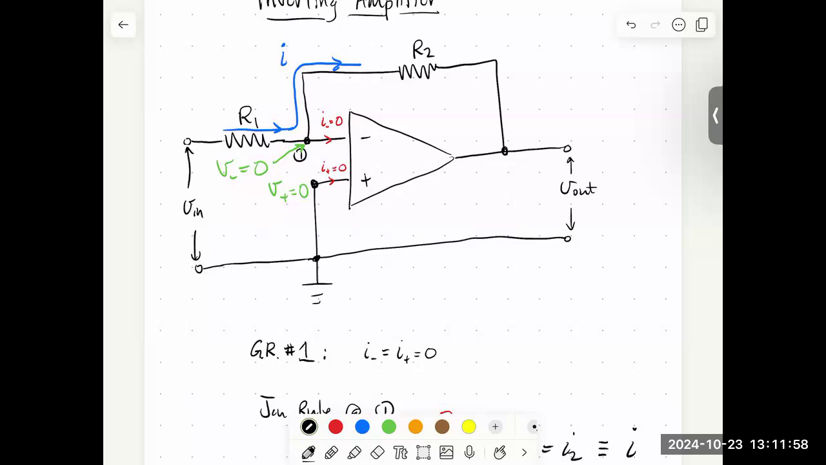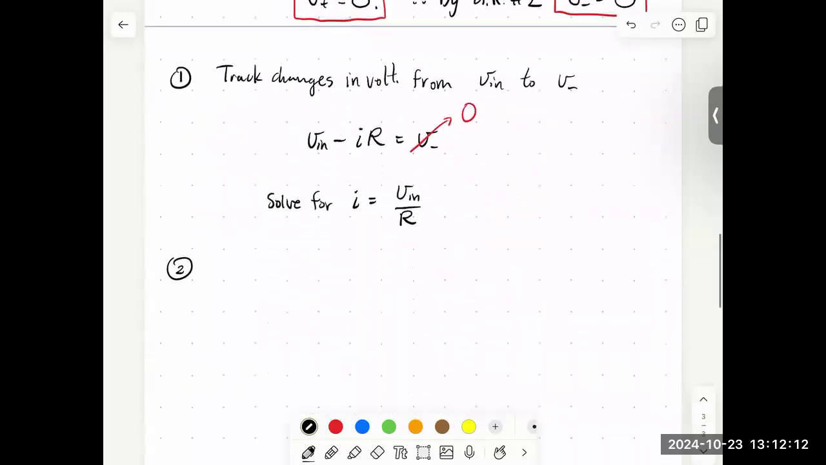So what we're going to do this time is we're going to start at V minus, the inverting input, and we're going to follow the current through R2, and that's going to take us to the output. So we're going to track the changes in voltage from the inverting input, V minus, to the output, V out.